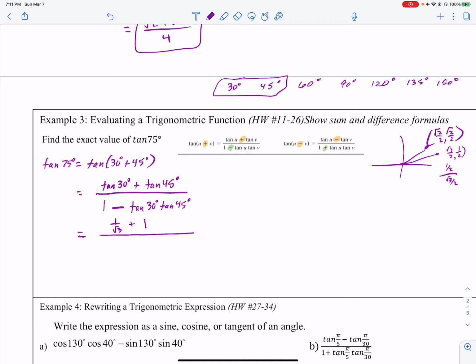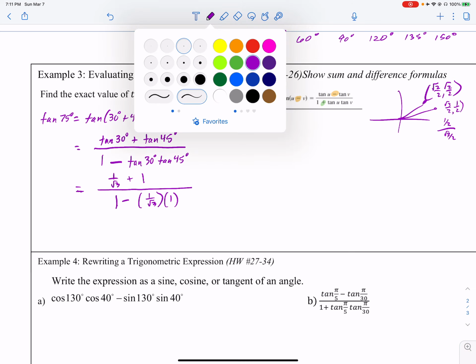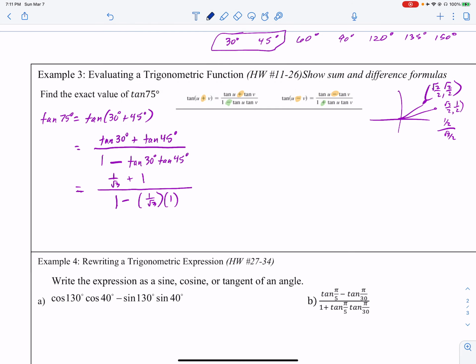And so y over x is just 1. And then I have a 1 minus tangent of 30, 1 over root 3. And tangent of 45 is 1. And so then I'm going to get a common denominator, and so I can add these. I am going to multiply this 1 by root 3 over root 3, and I multiply this 1 by root 3 over root 3.